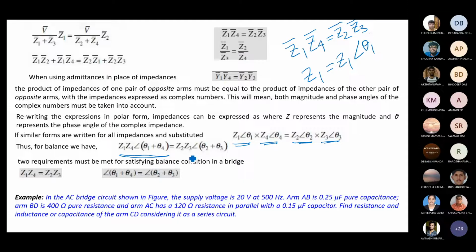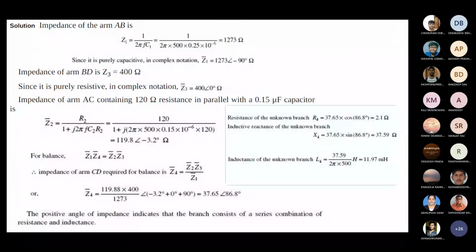Then we discussed this numerical problem. All the components were given, and we found the nature of the impedance. First we found the impedance Z4. The angle is leading, so finally we found that it is inductive. The impedance indicates a series combination of resistance and inductance. That point we discussed in my last class.